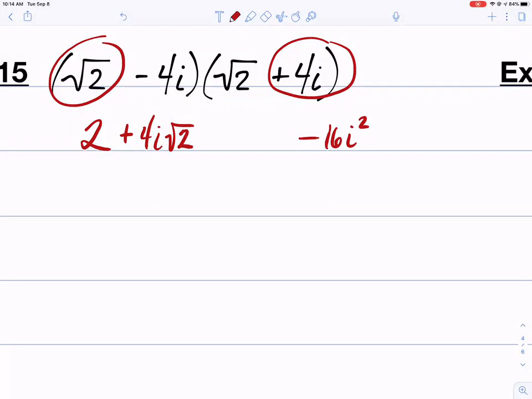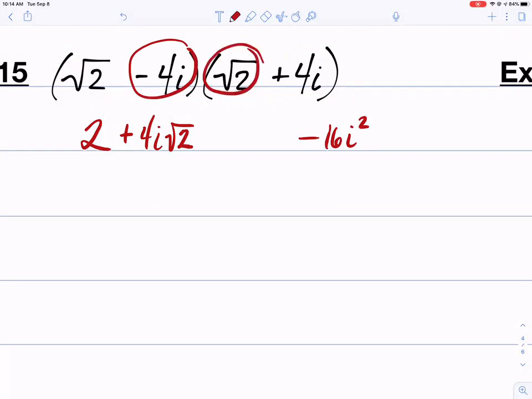Okay, now let's go to the inners. For the inners, you're multiplying a negative 4 i times a root 2. Absolutely. Switch the sign. What do you mean by switch? Like it's not a minus 4. Right, so now it's a negative. Okay, so there's my negative. Now multiply your 4 times your i times your root 2. What are you going to write down?